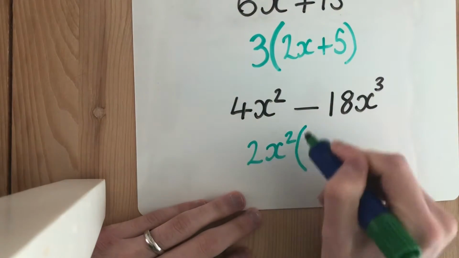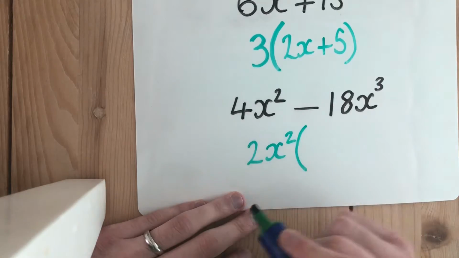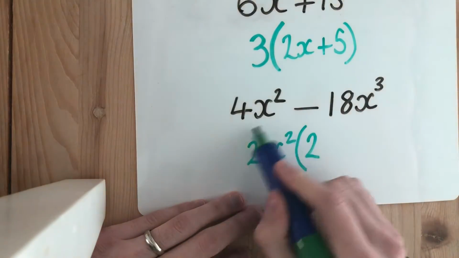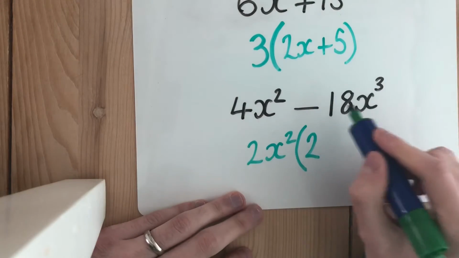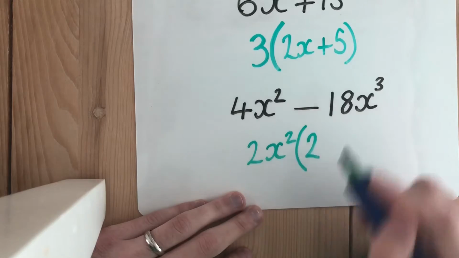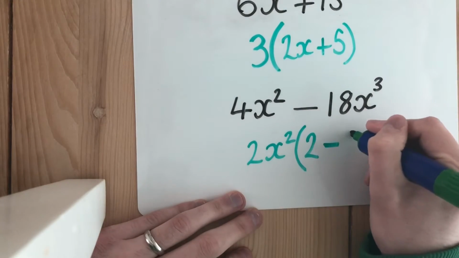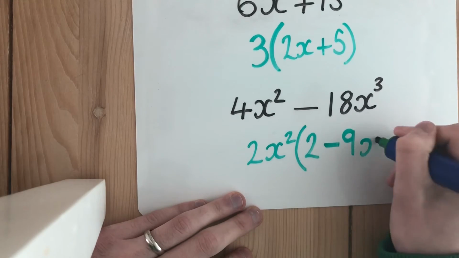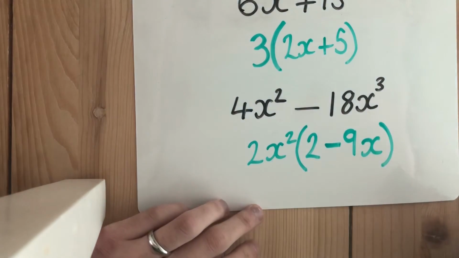So what would I multiply 2x squared by to get to 4x squared? Well, in this case, it'd be 2. And what would I multiply 2x squared by to get to negative 18x cubed? Well, to get from 2 to negative 18, I multiply by negative 9. And to get from x squared to x cubed, I will multiply by x. And we're done.